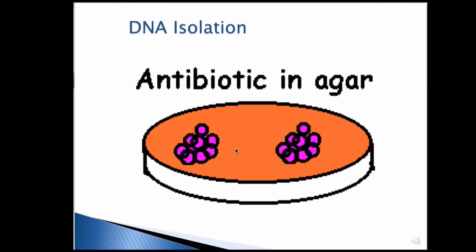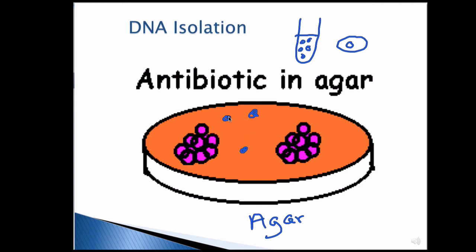So we wouldn't want to grow the bacteria in agar without any antibiotic, because what would happen is, if in our culture tube we have our little bacterial cells containing our plasmid, and some of the bacterial cells don't take up the plasmid, those bacteria that don't have the plasmid would be able to grow on this agar.